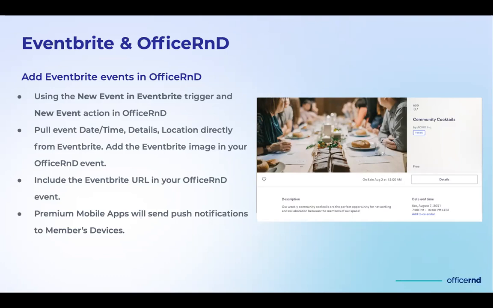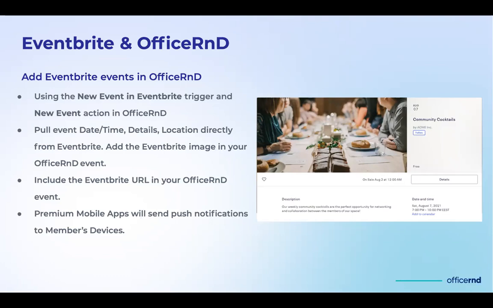Now, in this example, Eventbrite is going to be the one initiating the connection between OfficeRnD and Eventbrite software. And in this case, whenever we create a new event in Eventbrite, we also recreate that event within OfficeRnD. And this actually allows us to pass in the full event information, starting from the date and time, the location of the event, any description or details that we're adding, and even pulling in the image for the event that we've uploaded into Eventbrite instead of having to do this manually on the OfficeRnD site as well.